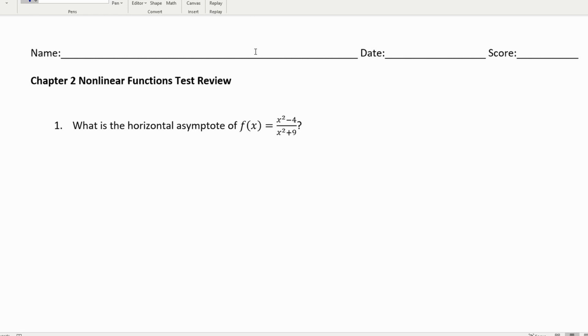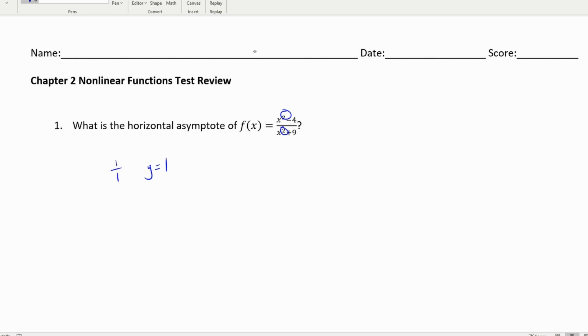So question 1, what is the horizontal asymptote of this function? There were a couple things you wanted to remember with horizontal asymptotes. And the thing you really wanted to look at was that exponent. So I have x squared and x squared. And when those exponents are the same, you just divide the coefficients. So this one's going to be 1 over 1, and the equation is going to be y equal to 1.